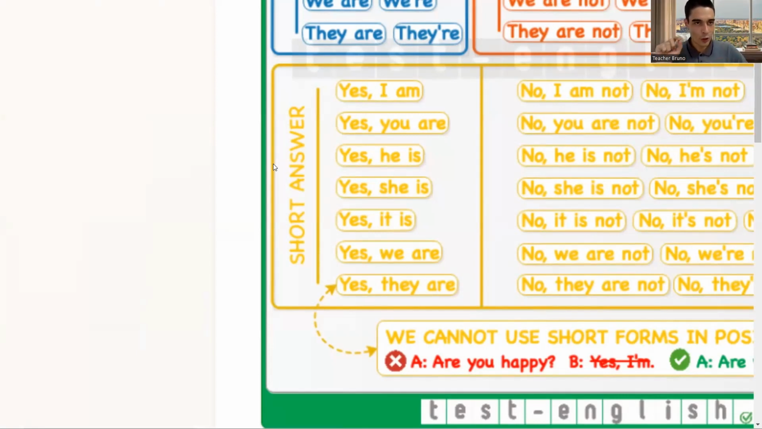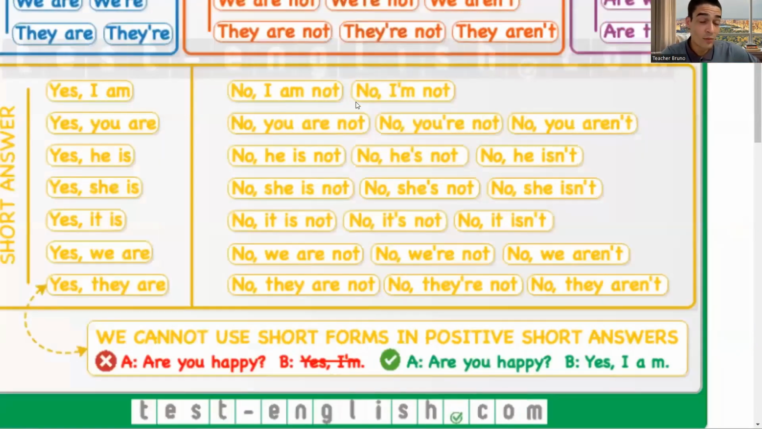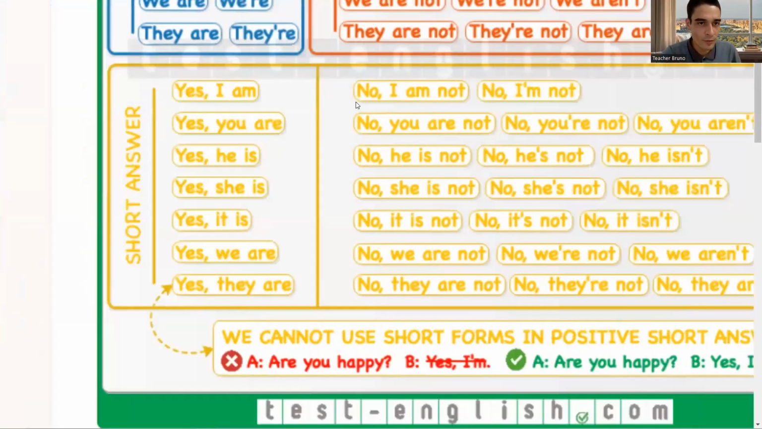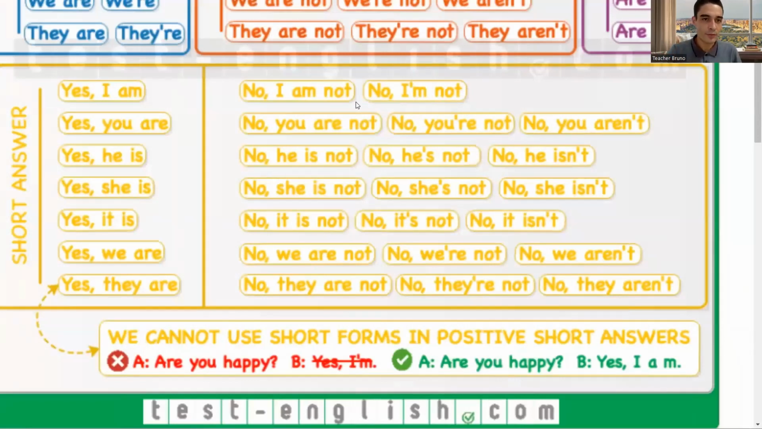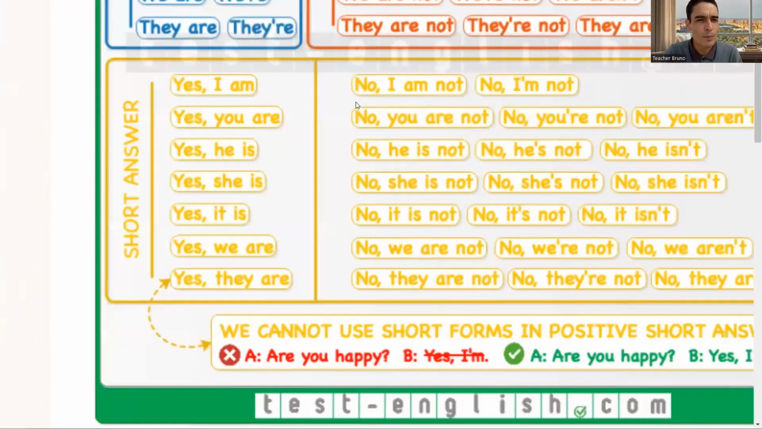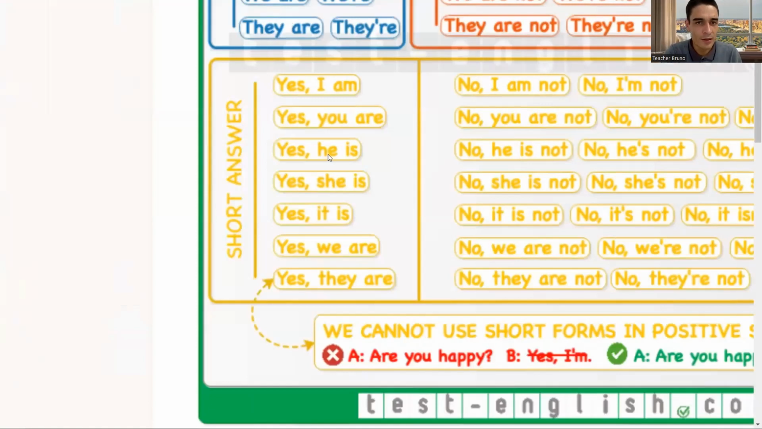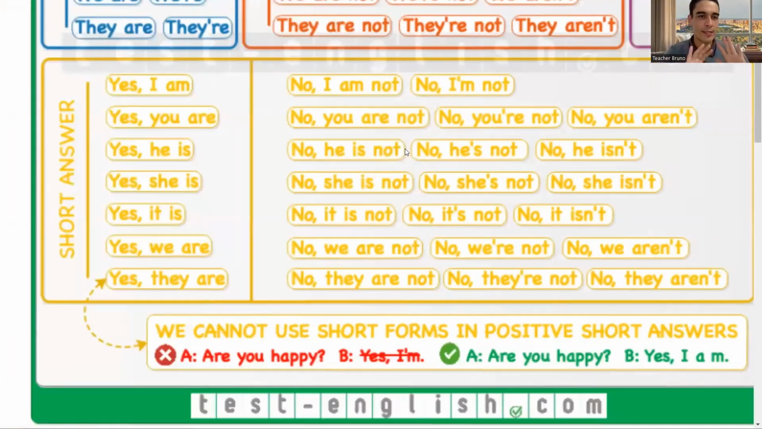For example, question. Are you a doctor? Yes, I am. No, I'm not. Are you a student? Yes, I am. No, I'm not. Pay attention to the pronoun. Is he 20 years old? No, he's not. Yes, he is. So we use the same pronoun.